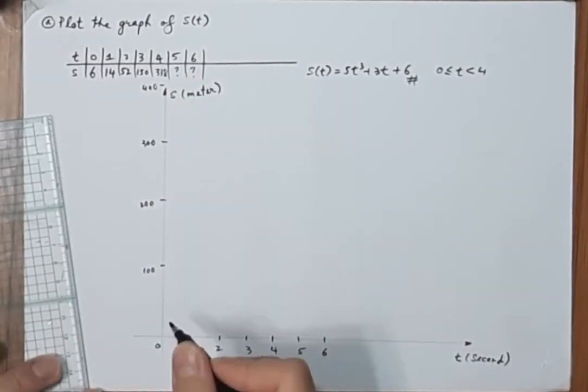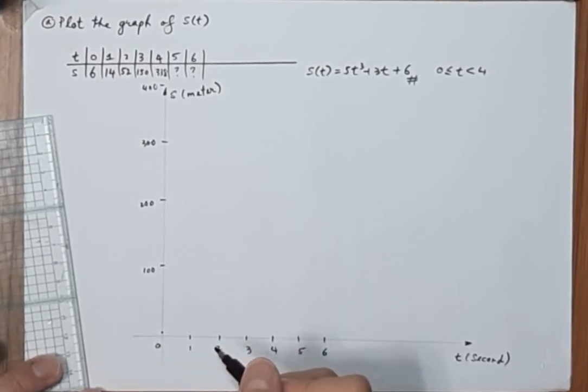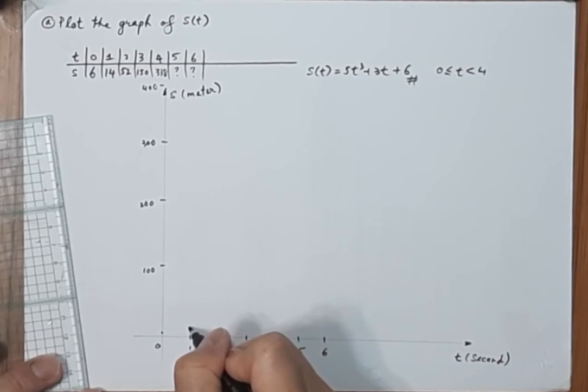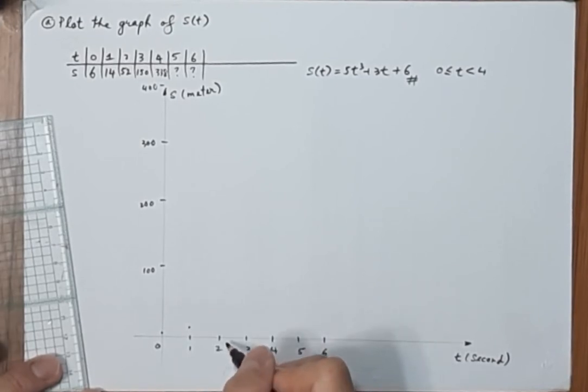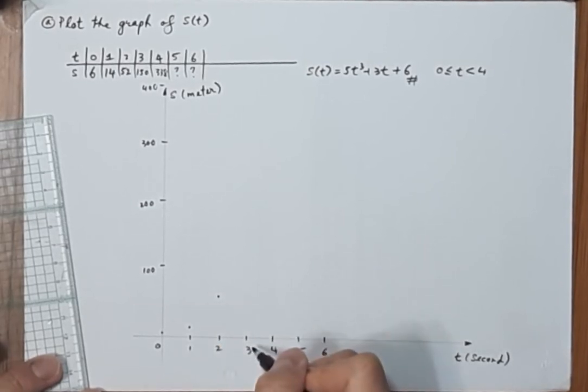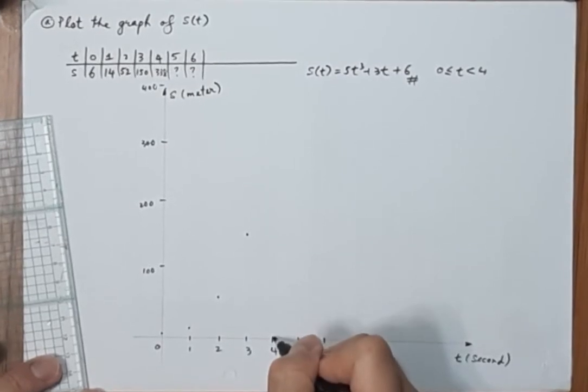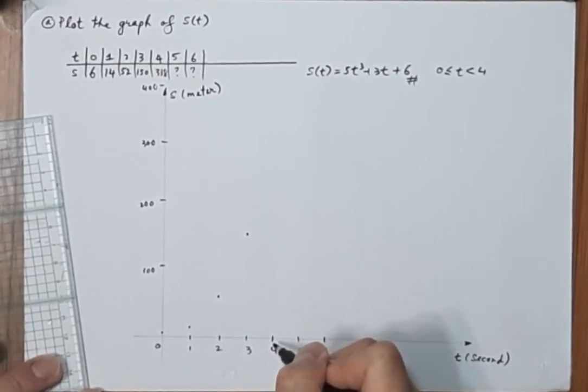When t is equal to 0, s is equal to 6. Draw a point here. When t is equal to 1, s is equal to 14. The point is in here. When t is equal to 2, s is equal to 52. The point is around here. When t equals 3, s is equal to 150. The point is around here. And when t is equal to 4, s is equal to 338.